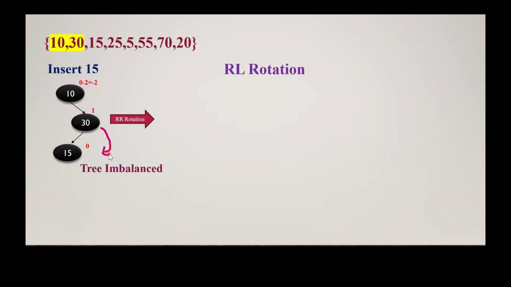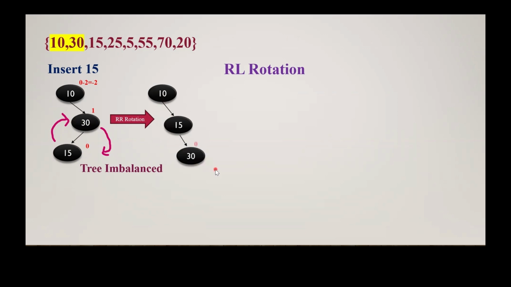So this node moves to 30, and 15 moves to this one. This way, after rotation of these two nodes, 15 will go to this place and 30 will go to this place. So 10, 15, 30. This is the intermediate tree.